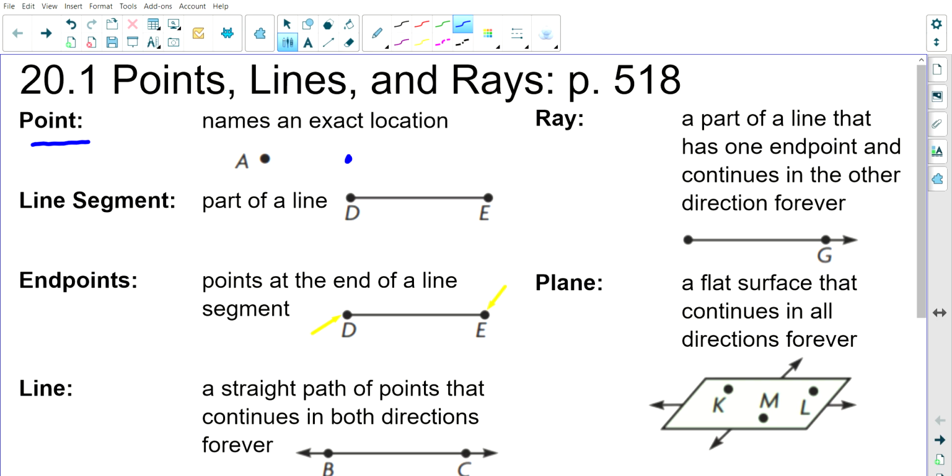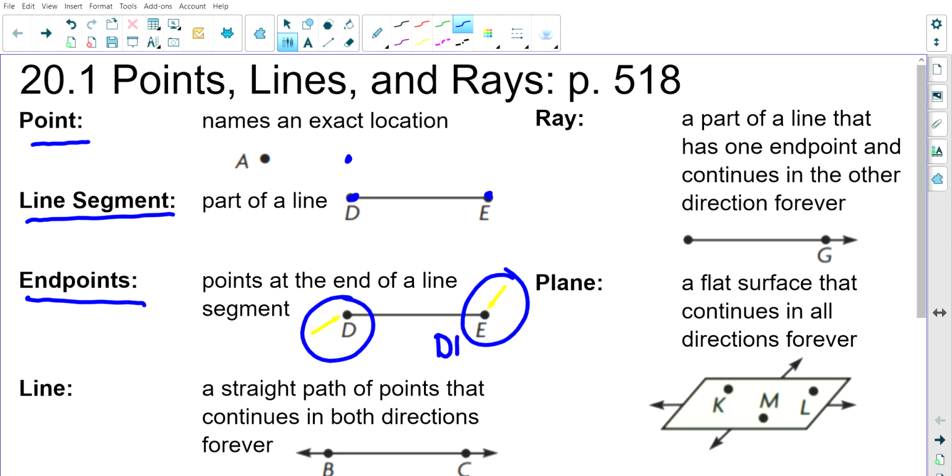A line segment is a part of a line. It has two endpoints at the end. We call those endpoints. The D and the E would be endpoint D and endpoint E. We would call this line segment DE, and we do that by writing a line over the top of it and labeling it with its endpoints.